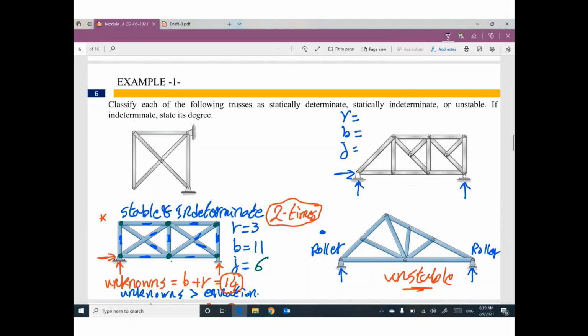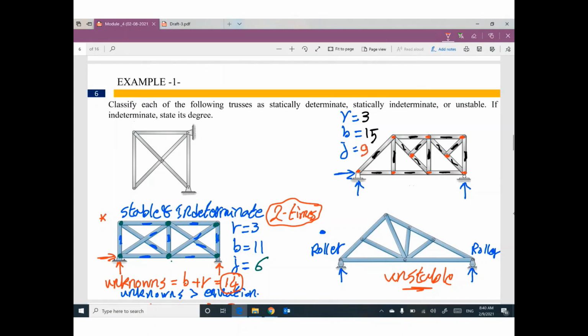Let's do how many reactions. 3. How many members? Okay, 1, 2, 3, 4, 5, 6, 7, 8, 9, 10, 11, 12, 13, 14, 15. I'm trying to put marks to avoid missing anyone. How many joints? 1, 2, 3, 4, 5, 6, 7, 8, 9.